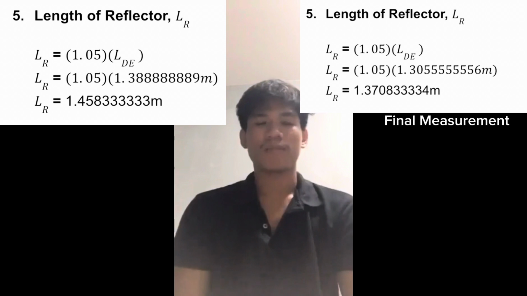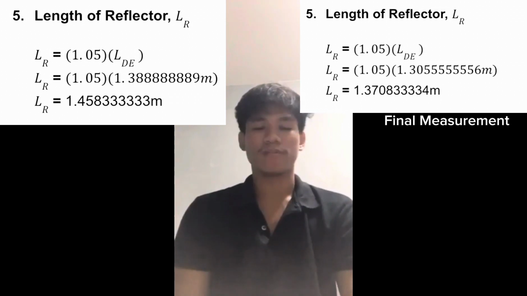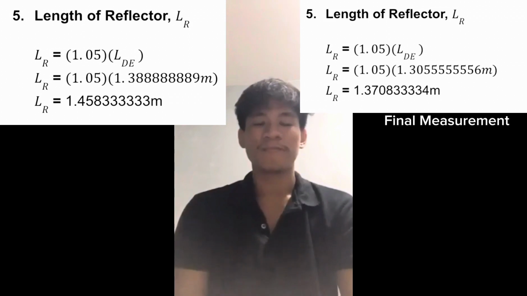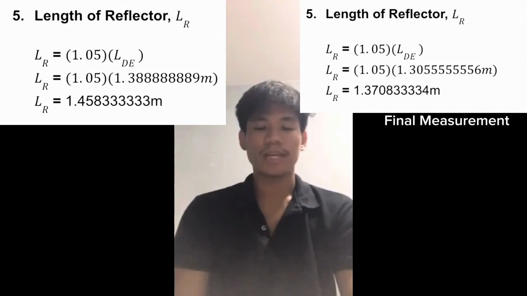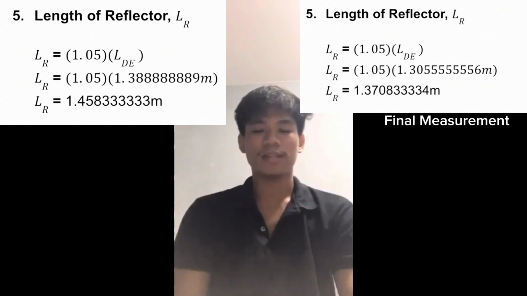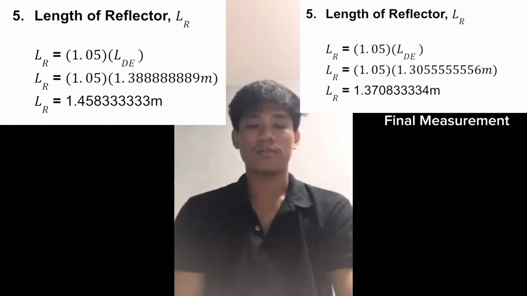Next is the length of the reflector. You need to multiply 1.05 times the LDE, which is the length of the driven element. So 1.05 times 1.388888889 meters.